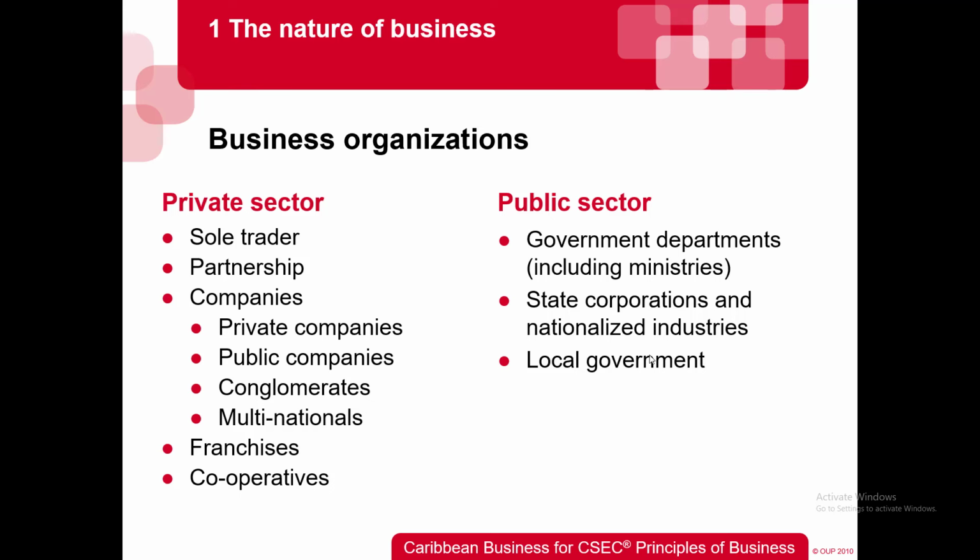In a previous lecture slide, I showed you the difference between the private and public sector. Just to recap, the types of business organizations found in both. In the private sector, you can find the sole trader or sole proprietor, partnerships, and companies, and there are different types of companies: the private company and the public company. You also have conglomerates, multinationals, franchises, and cooperatives. Again, we're going to dig into all of them later on.